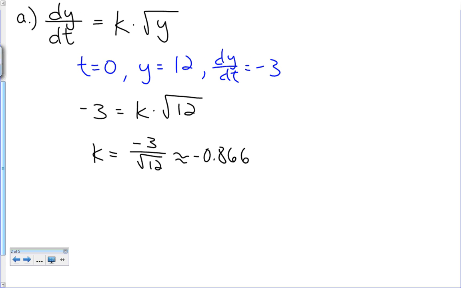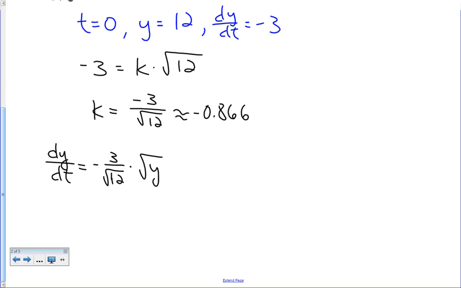But the key is, as you do the calculation, don't use this rounded value to answer questions later on. Make sure you keep as much precision as you can, so make sure you've either stored it in your calculator like we did, or you're actually using negative 3 over root 12 for that k as you do the calculation. Let's write down what our differential equation is then. So dy/dt is equal to, I'm going to go ahead and write it as negative 3 over root 12. If you want to write it as negative 0.866, that's fine as well. And then it's times not y, but the square root of y. So there's our differential equation.